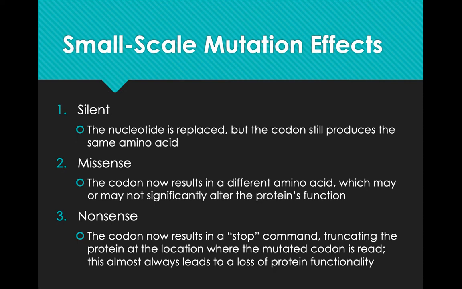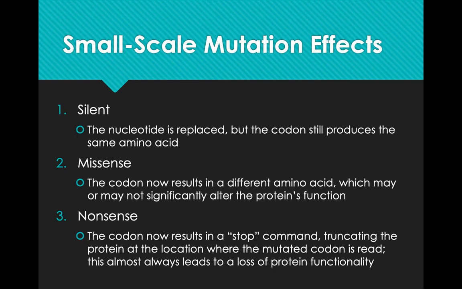A missense mutation means that we are going to notice something because you have some type of change, whether it be a frame shift mutation or maybe it's a point mutation that leads to a different protein being produced. So you do have a different amino acid and a different protein that's produced, which can change the function of that protein.